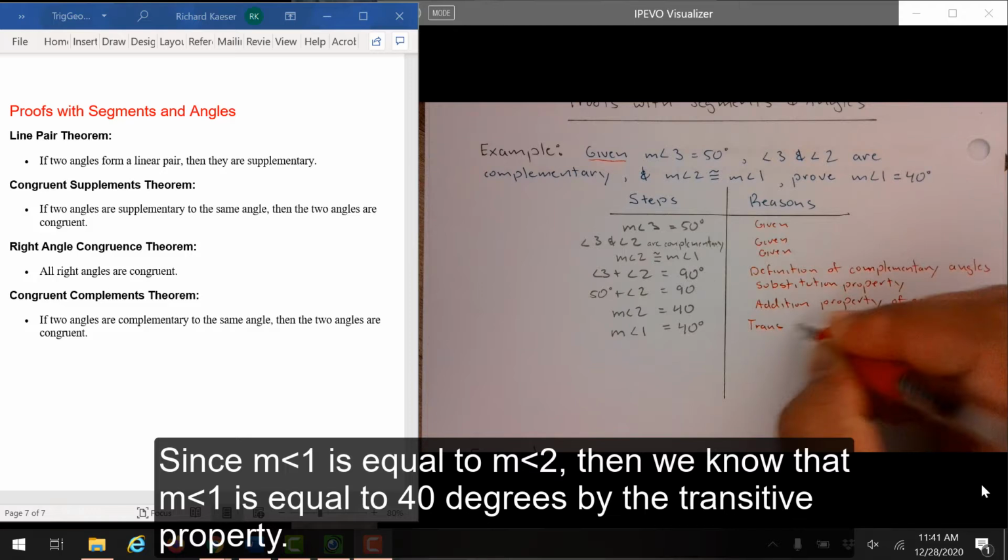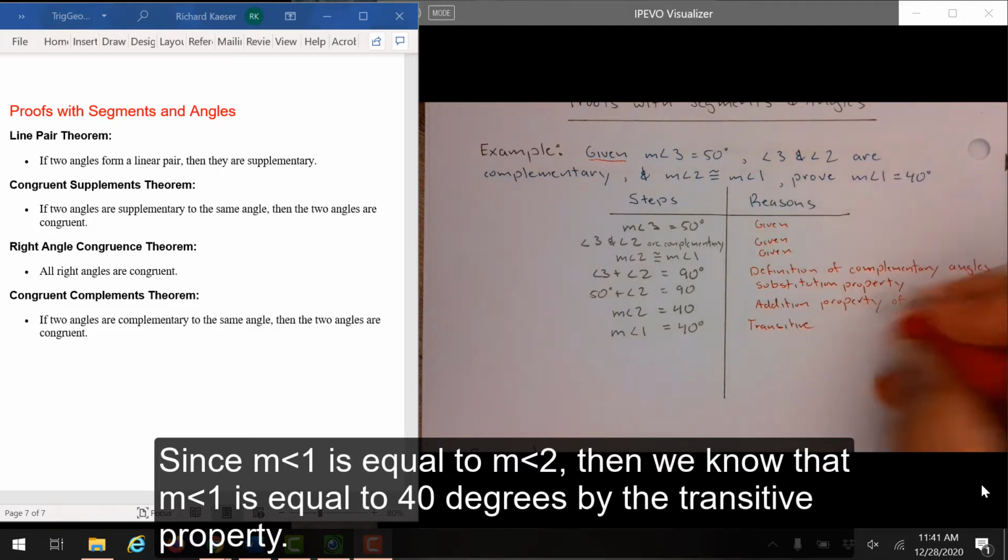Since the measure of angle 1 is equal to the measure of angle 2, then we know that the measure of angle 1 is equal to 40 degrees by the transitive property.